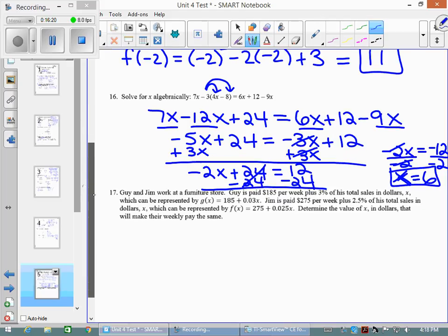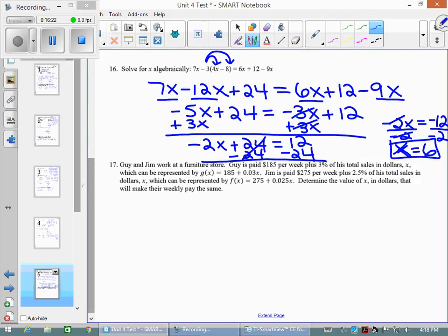Question 17. It tells us that Guy and Jim work at a furniture store. Guy is paid $185 a week plus 3% of his total sales in dollars, which can be represented by this function. So I didn't have to worry about writing the function. They told me g of x is equal to 185 plus 0.03x. Jim also has a function that represents his earnings of $275 per week plus 2.5% of his sales. They want us to determine the value for x that would make their weekly pay the same.